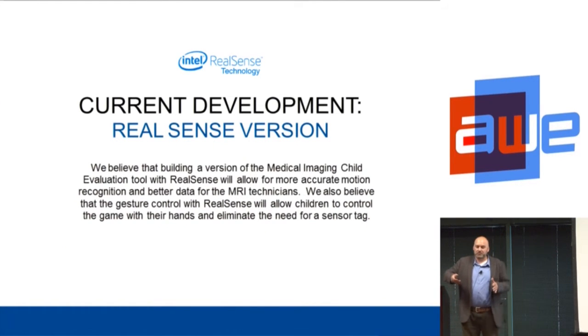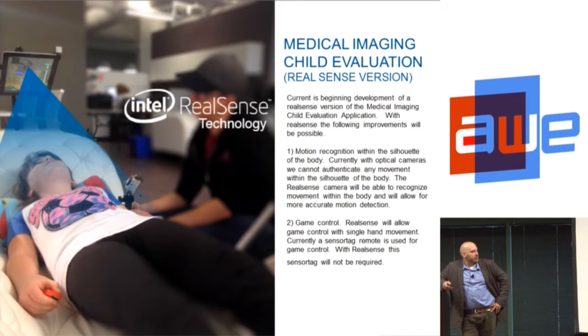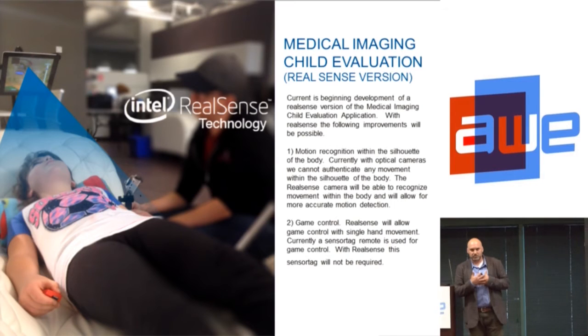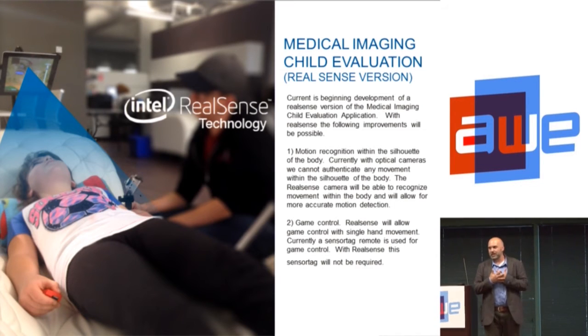Some of the other things that we're doing is right now we're actually building a version of it using the RealSense 3D depth sensing camera. And what that's allowing us to do is, right now with our motion recognition tool, we're not able to recognize any motion from within the silhouette. With the RealSense camera, we're actually able to get motion within the silhouette. So if I do this, it will negatively impact an MRI, but our tool wouldn't recognize that. With the RealSense camera, we are able to.